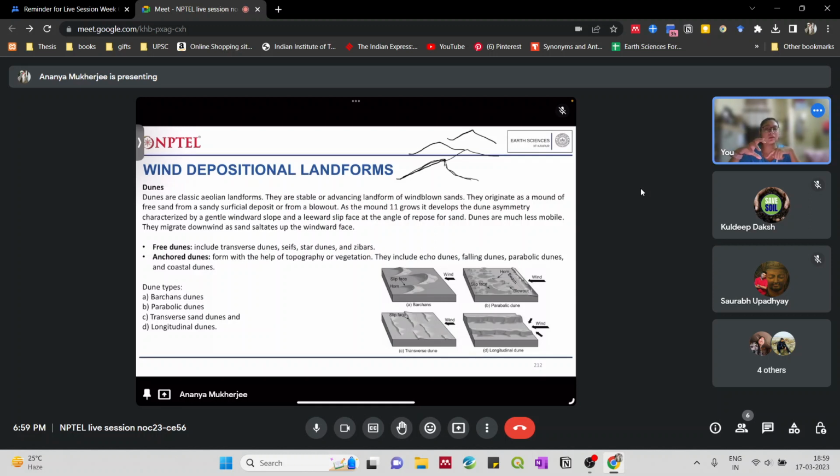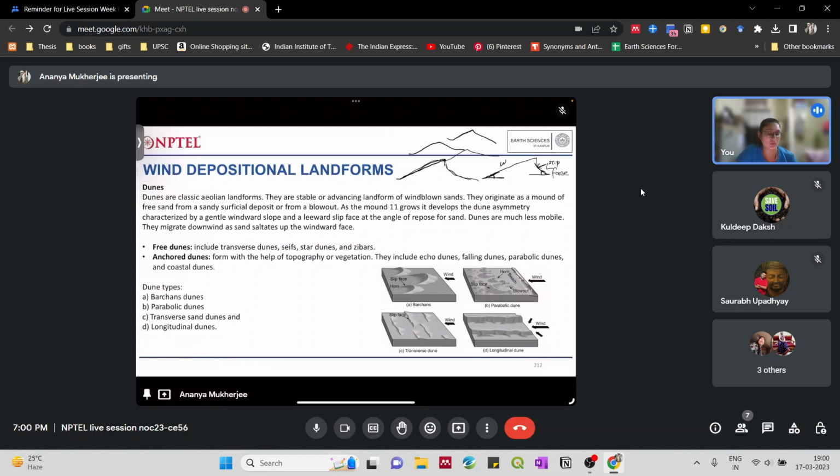The windward slope is going to be gentle for a dune, and then the leeward slip face. If you consider this as your dune, this is your windward side and this is your leeward side. This is also called a slip face. The windward side is usually gentler in nature, a gentle angle, and the slip face is steeper.